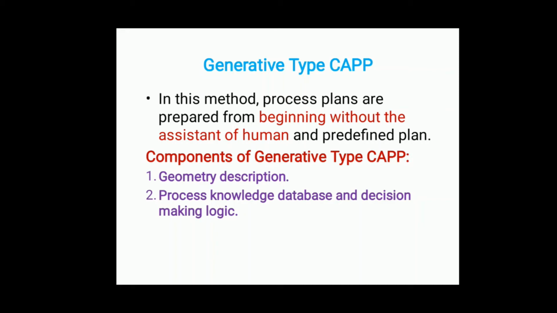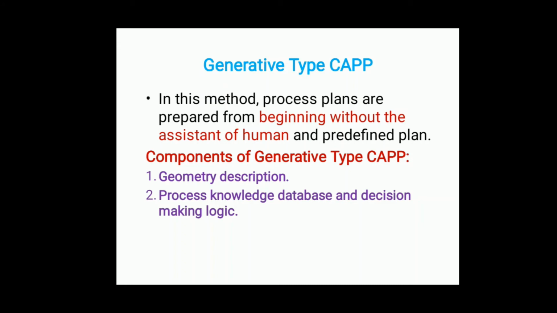In this type, process planning is a system which creates the plan by means of logics and formulas. In this method, process plans are prepared from the start without any assistance of humans and predefined standard plans. In the previous type of CAPP, we use an existing file for making new files. But in this system, we prepare from the start without any assistance of the human and predefined standard plans. So this is totally new.